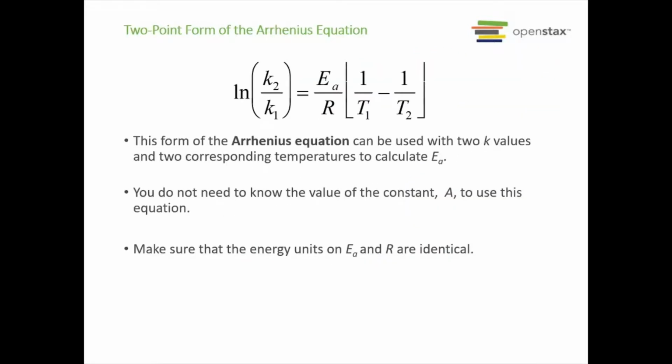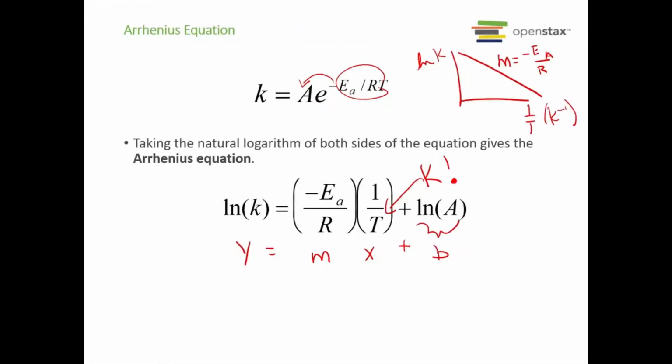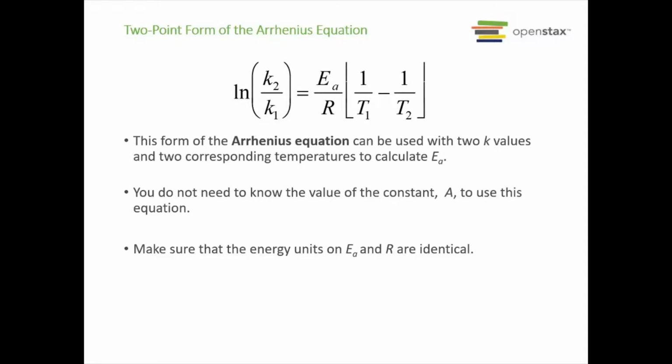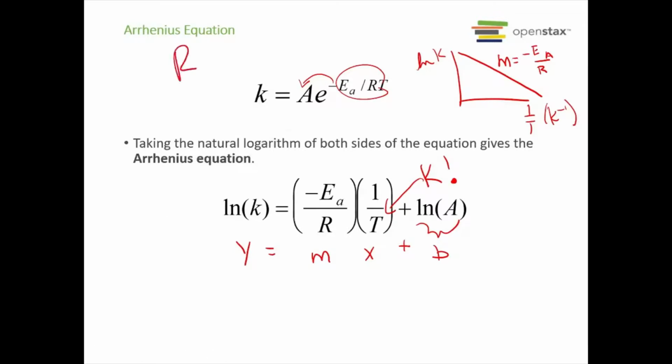There is also a form of the Arrhenius equation where you can look at two K values and two corresponding temperatures. So there you go. Also notice that A is nowhere to be seen in this equation, so this type of equation does not use A. But you also have to make sure that the units for your activation energy and your R constant are identical. Which reminds me, I forgot to mention that the R that we are using here is 8.314 joules per mole Kelvin.